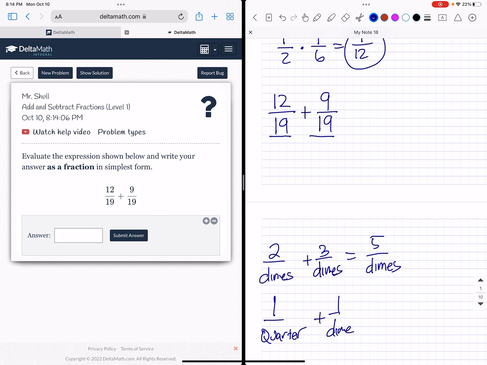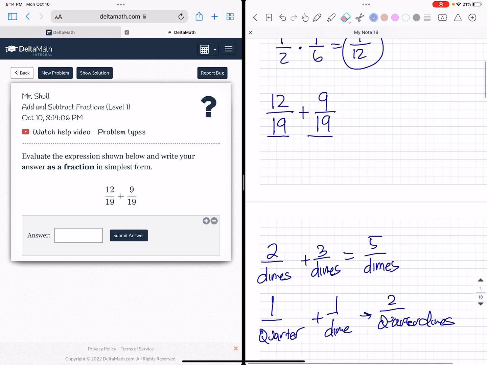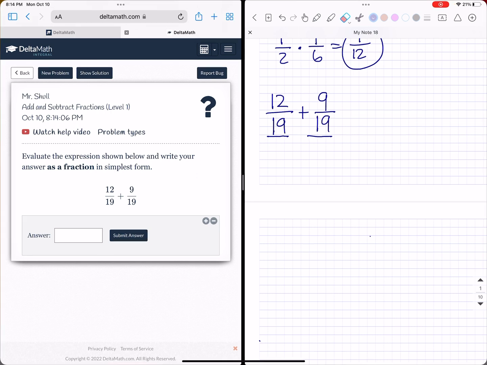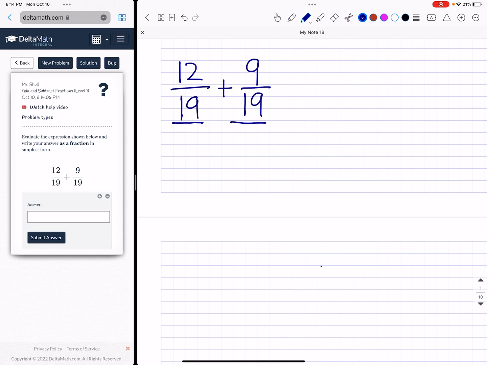That's the sloppiest writing in the world. And get 2 quarter dimes. That's not a thing, right? Wow, I'm holding my pen really well. Weird. Okay, so for adding and subtracting, we need the same bottom number. So this would just be 12 plus 9 equals 21/19. And that would be our final answer.